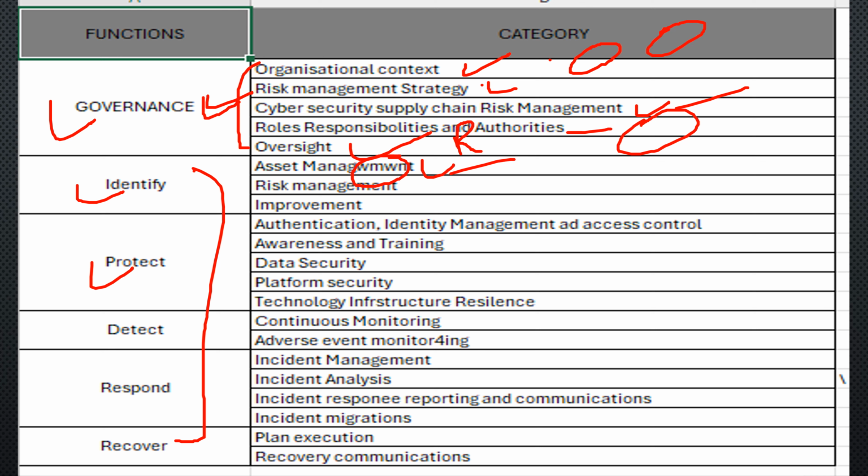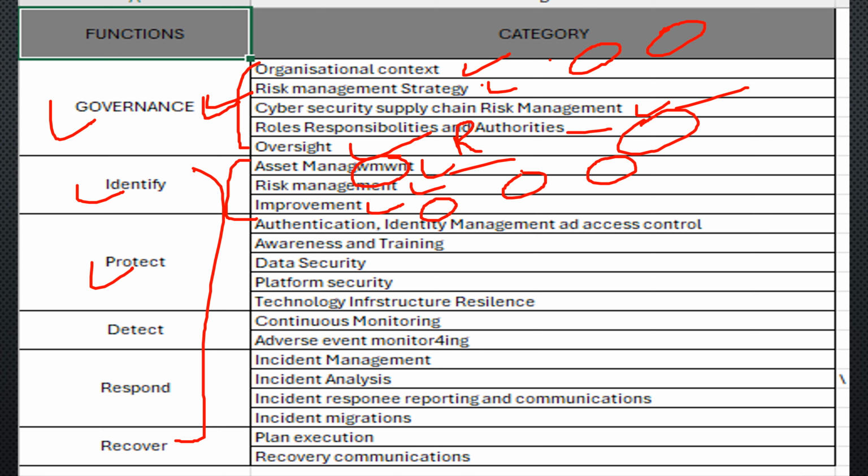Identify asset management. First, we need to identify the assets. How many assets and how much inventory are there in the organization? Second is the risk. Risk means how much risk they have in terms of software, hardware, and the third parties involved in those assets. Improvement: how can we accept or mitigate that particular risk? So these are the subcontrols of identify. Coming to the protect part.